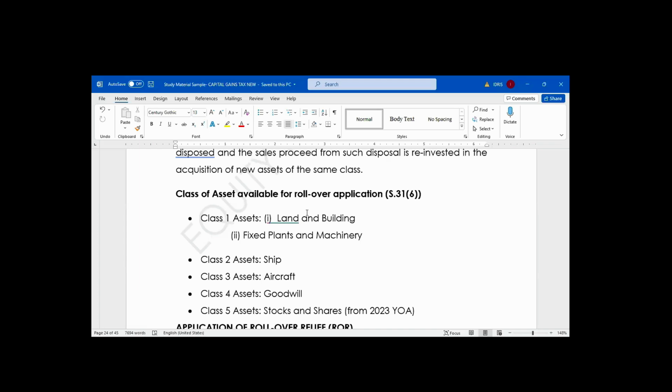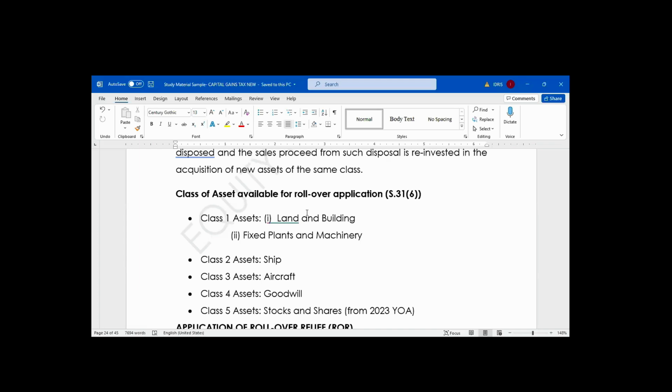Class 1B, plant and machinery. Generator, plant and machinery. Equipment. When you dispose them, if we buy another plant and machinery, you can claim rollover relief on such asset.